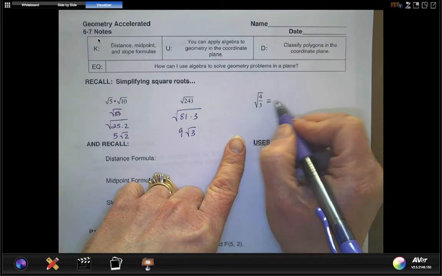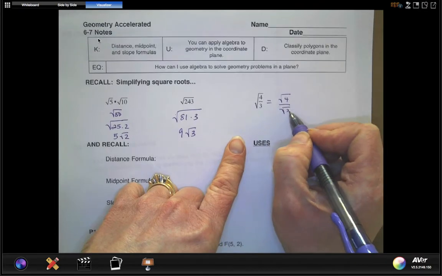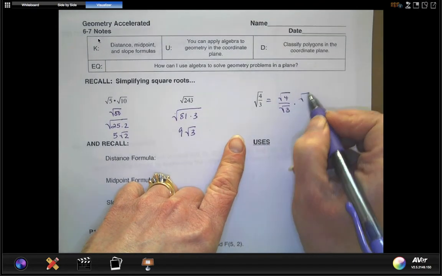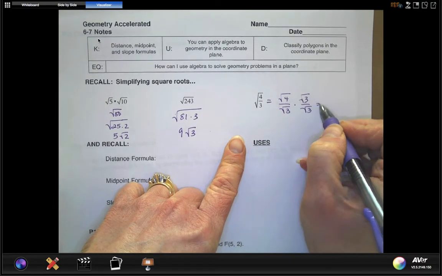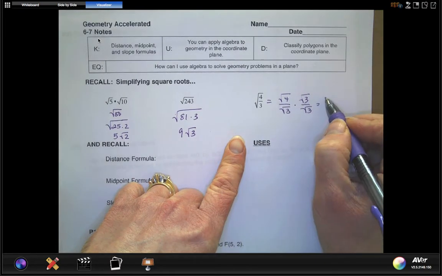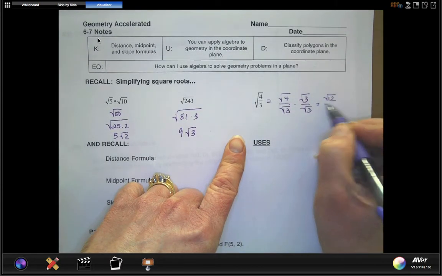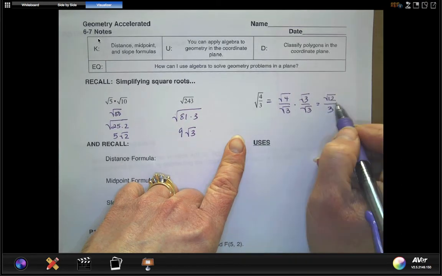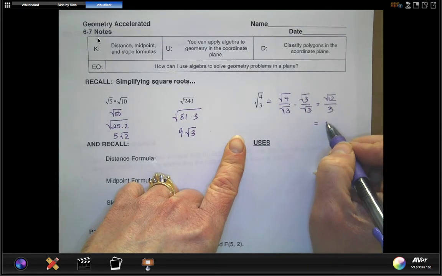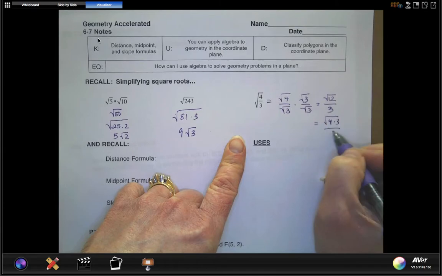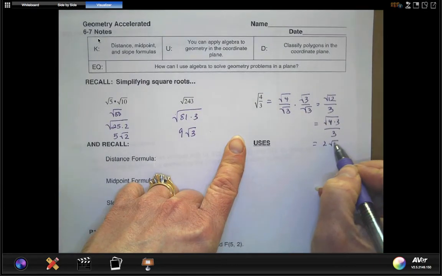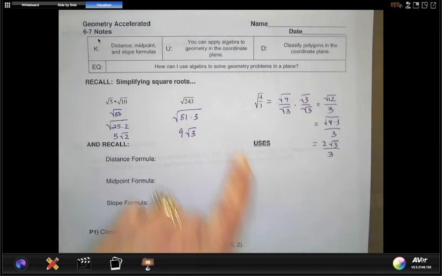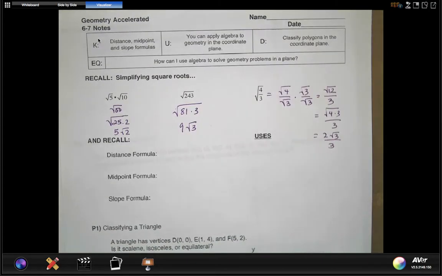All right, remember this is the same thing as the square root of 4 over the square root of 3. I can simplify the radical, square root of 3 over square root of 3. So I multiply the top. I have the square root of 12 over 3. But again, 12 came from 4 times 3. The square root of 4 is 2, so I have 2 square roots of 3 over 3. Okay?